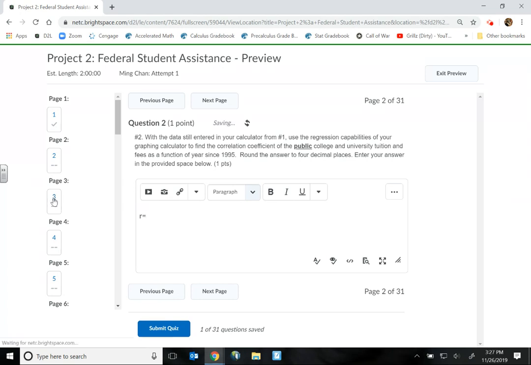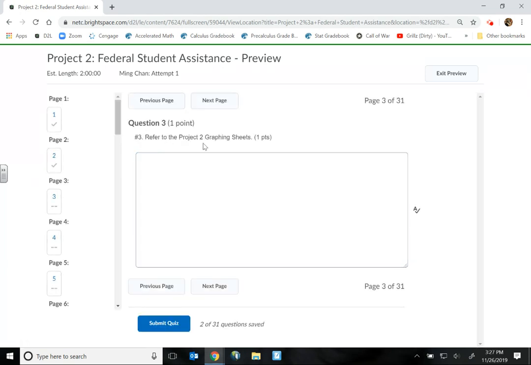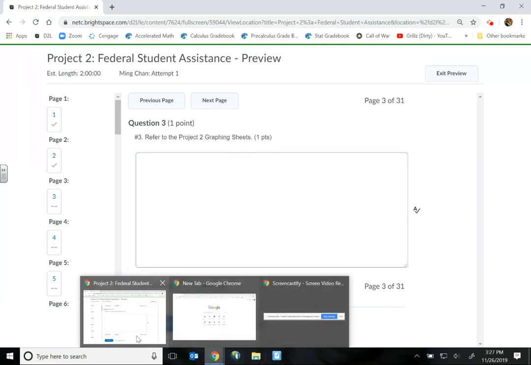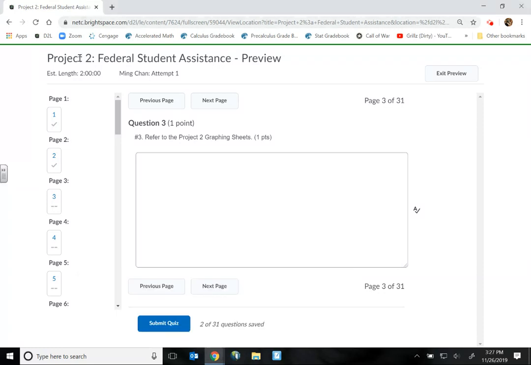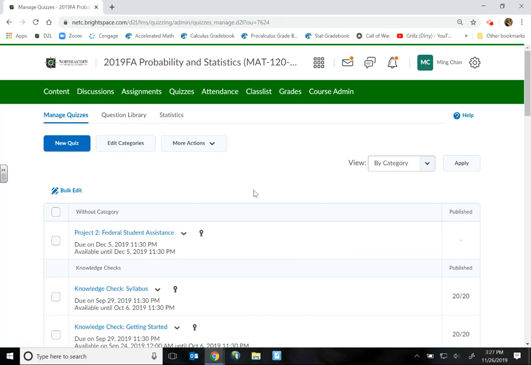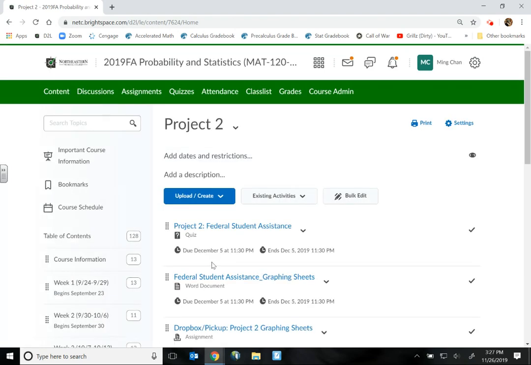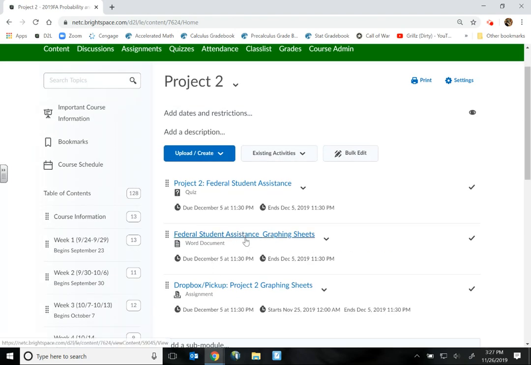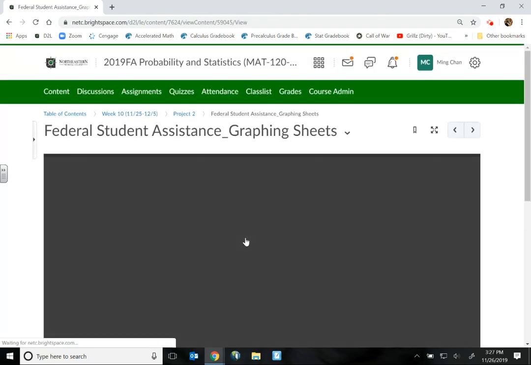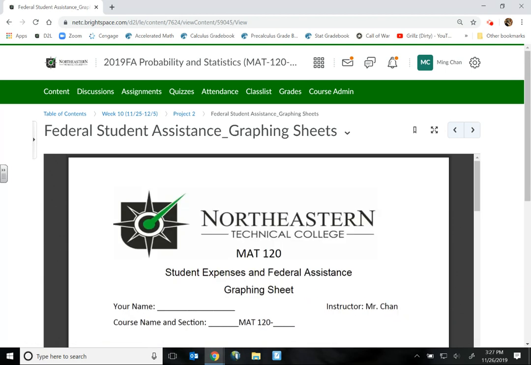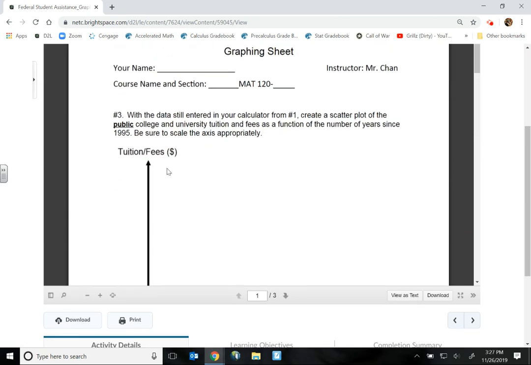All right. When you come to number 3, it says refer to project 2, graphing sheets. The graphing sheets you print out. That's why I asked you to go ahead and print out the graphing sheets. Download it and print your graphing sheets. Put your name on it.